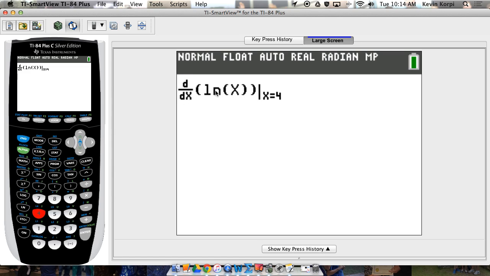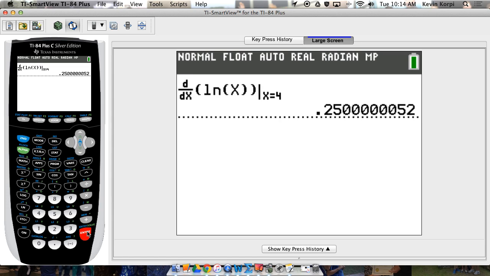The derivative with respect to x of the natural log of x, evaluated at x equals 4. That's how you would read it. You hit enter and you get 0.250000052. Now, based upon that, what do you think the actual value is of the slope of this graph at 4? You think it's actually 0.25 with all those zeros?